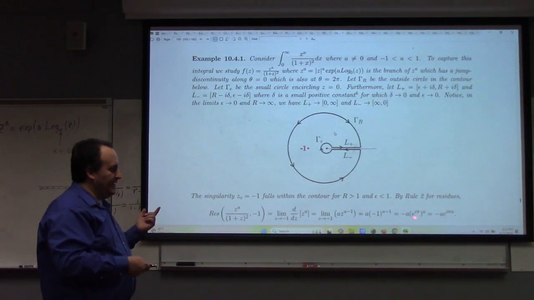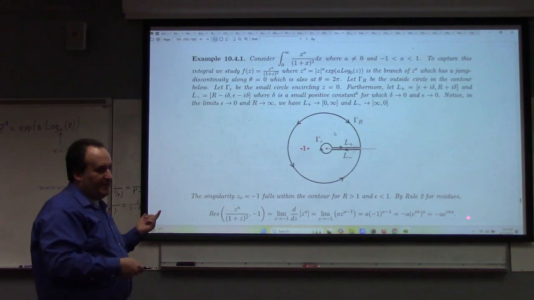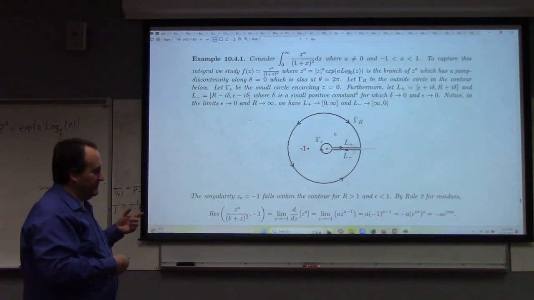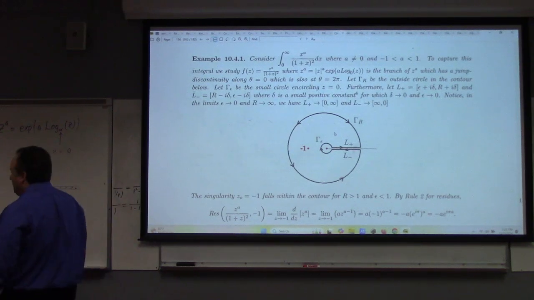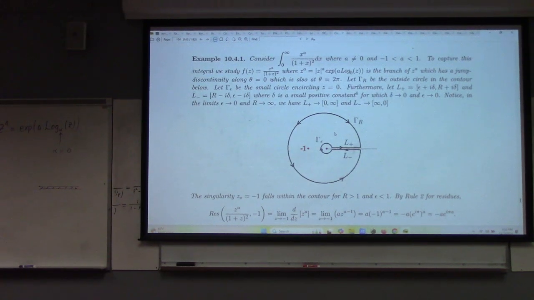All right, so minus 1 is e to the pi i. And so there you go. We get minus a e to the pi i a is the way we could write the residue there.